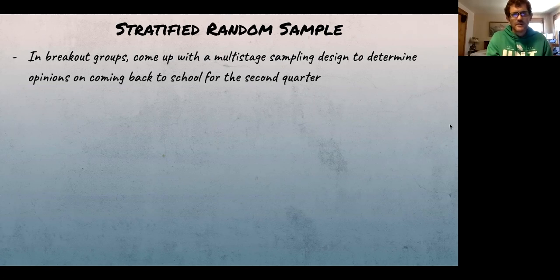So I say in breakout groups to set up a multi-stage sampling design. It doesn't have to be that. It could be any one of them. If you want to combine it and do a multi-stage sampling design, that's fine. But if you just pick one of them, I want you to come up with a sampling design to figure out how you would sample to figure out opinions on coming back for the second quarter. I'm going to put you into your breakout rooms again, and I'll give you about 5 minutes to talk through it, figure out all the little logistics on that.